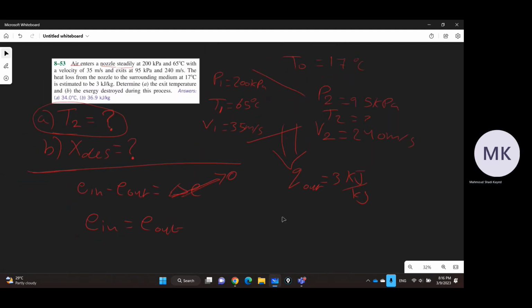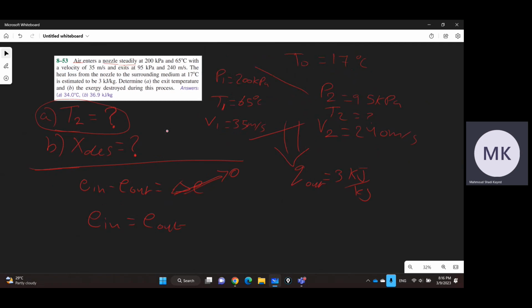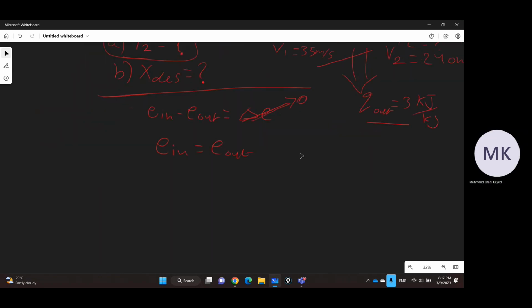So what are the forms of energy entering the system? Since this is an open system, we have enthalpy and velocity entering the system. Now what are the ones leaving the system? We have Q, heat, and we also have the same enthalpy and velocity. So this will be the energy in.